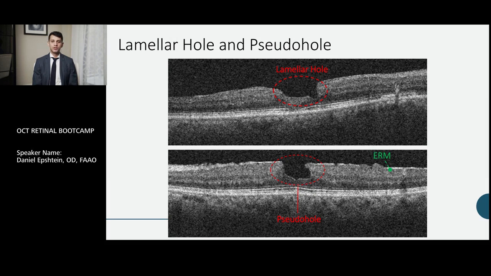And then we also have lamellar holes and pseudo holes. A lamellar hole will have mainly just inner retinal tissue loss, and the outer retina is going to be relatively untouched. And then a pseudo hole is actually when you just have an ERM, which is changing the foveal contour, but there's no tissue loss. So you get these squared out foveas, but the VA is great in those patients.